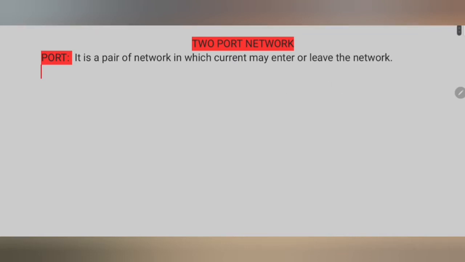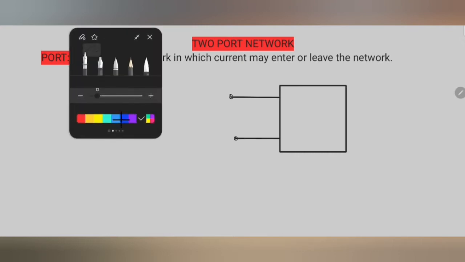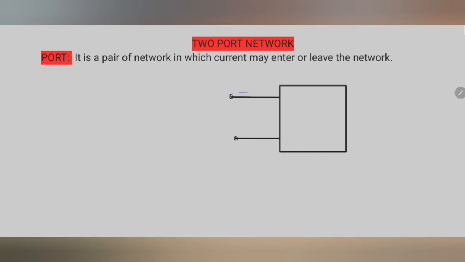Okay, so it means that suppose we have a network, and in this network we have a pair of nodes. The current entering this network may leave the network, that is, current enters from this node X and leaves from node Y. So the current enters from one terminal and leaves from the second terminal, so that the net current entering the port is equal to 0.